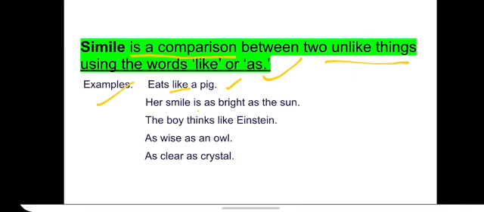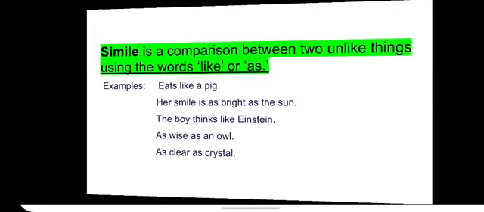Her smile is as bright as the sun. So we're comparing her smile's brightness to that of the sun. The boy thinks like Einstein. So how does the boy think? He thinks like Einstein. As wise as an owl. As clear as crystal. These are used for greater persuasion, and it's an art that you can learn. Simile is normally used in every language, even in Tibetan and in Hindi, we use simile a lot. The main difference is we use the word like or as to show comparison.